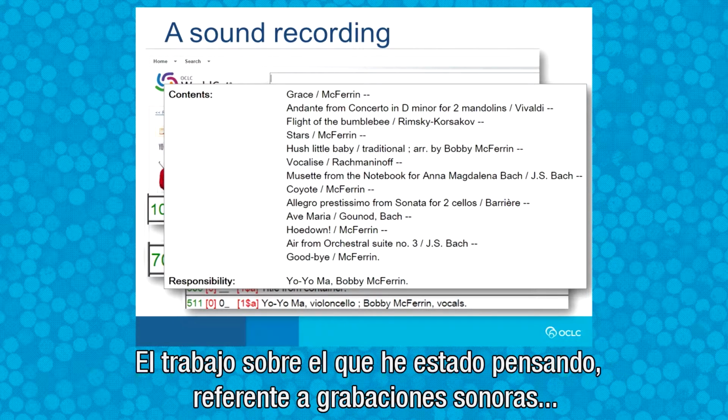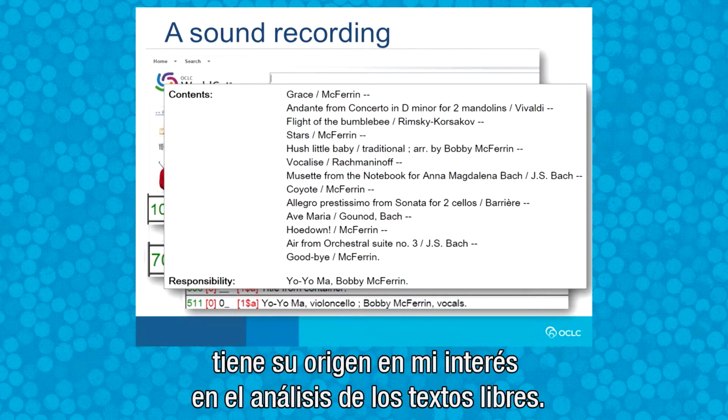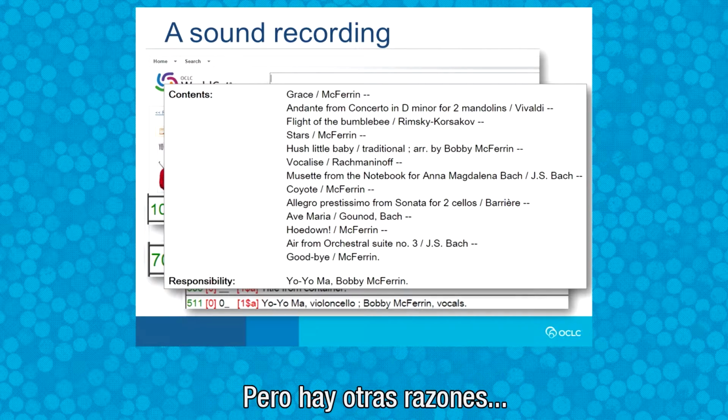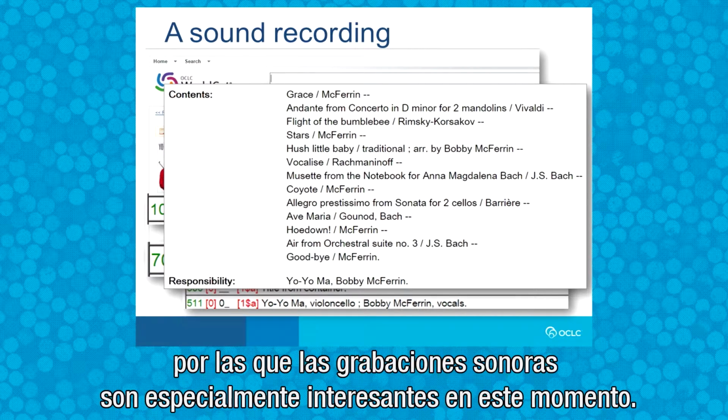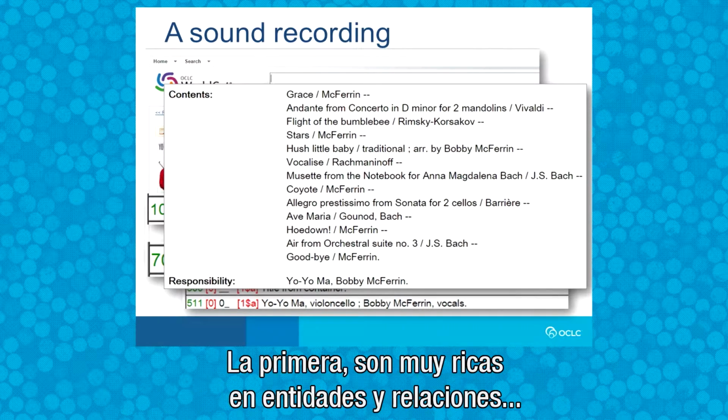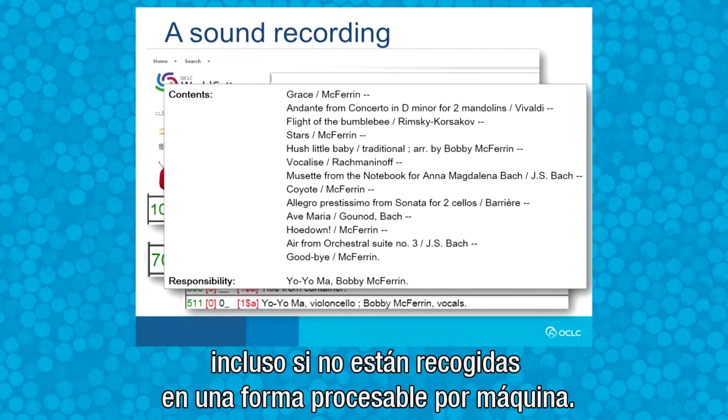So the work that I've been thinking about with sound recordings harkens back to my interest in free text analysis, but there are other reasons why sound recordings are especially interesting right now. For one thing, they're very rich in entities and relationships, even if they aren't necessarily recorded in a machine processable fashion.